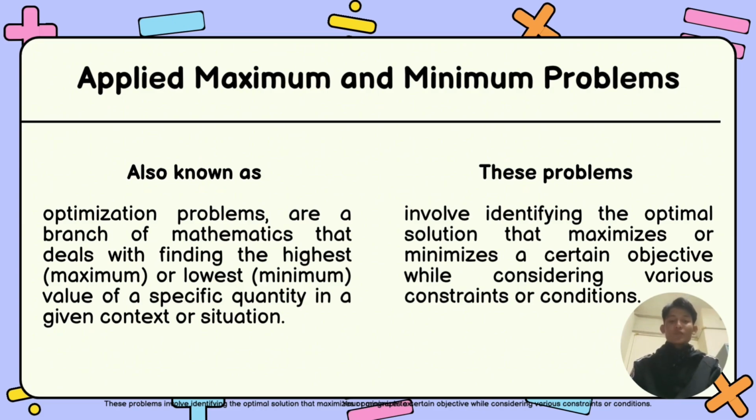Assalamualaikum warahmatullahi wabarakatuh. My name is Asfa bin Azmi and I would like to tell you about applied maximum and minimum problems, also known as optimization problems. They are a branch of mathematics that deals with finding the highest, which is maximum, or lowest, which is minimum, value of a specific quantity in a given context or situation. These problems involve identifying the optimal solution that maximizes or minimizes a certain objective while considering various constraints or conditions.